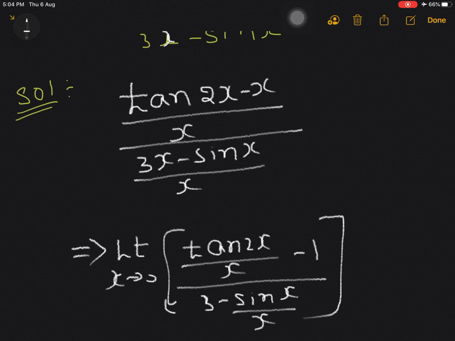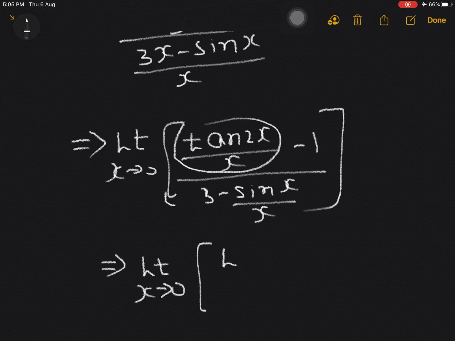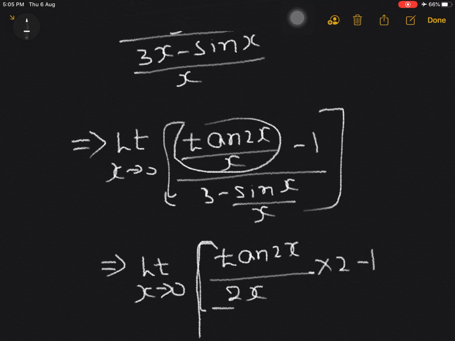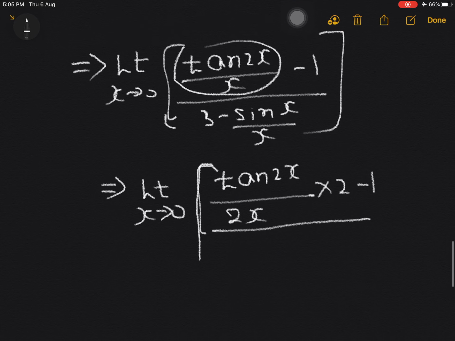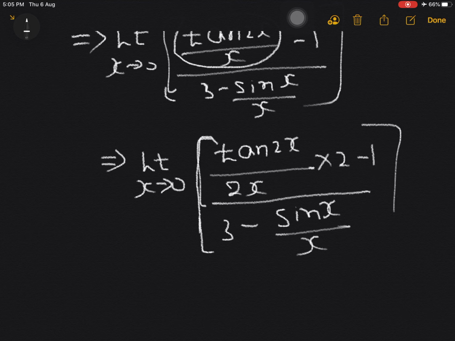Okay, if you simplify this, we get tan of 2x minus x by x. Here it is in the form of tan of 2x by x, so we have to multiply by 2. It will become tan of 2x by 2x into 2 minus 1, divided by 3 minus sin x by x.